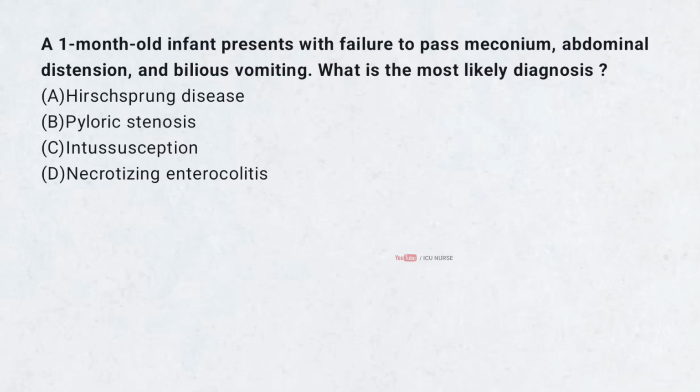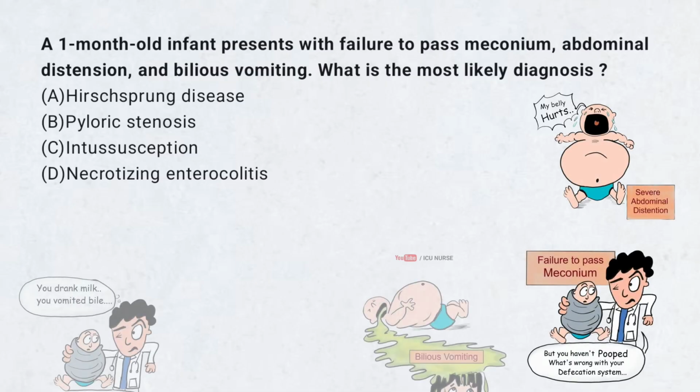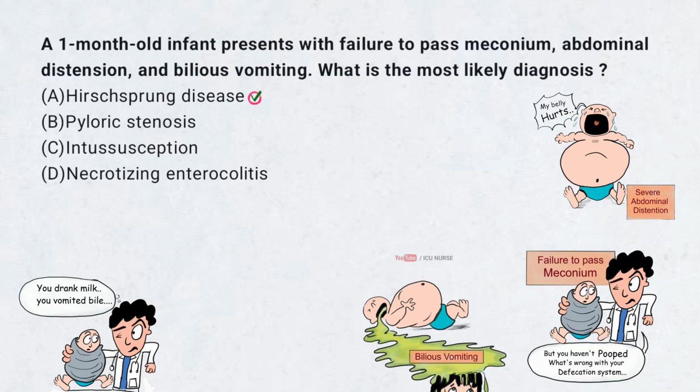A 1-month-old infant presents with failure to pass meconium, abdominal distension, and bilious vomiting. What is the most likely diagnosis? A. Hirschsprung disease. B. Pyloric stenosis. C. Intussusception. D. Necrotizing enterocolitis. Correct answer A. Hirschsprung disease.